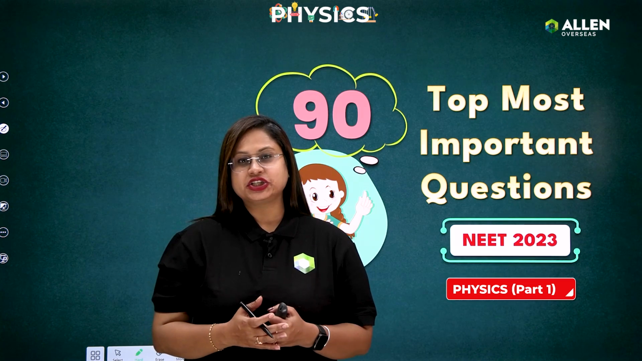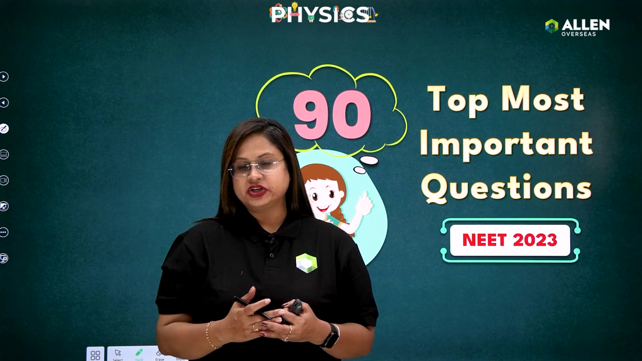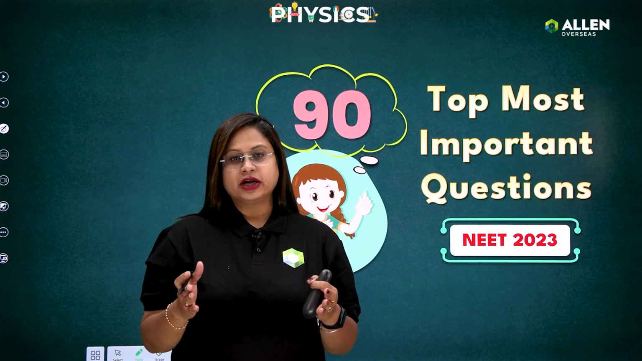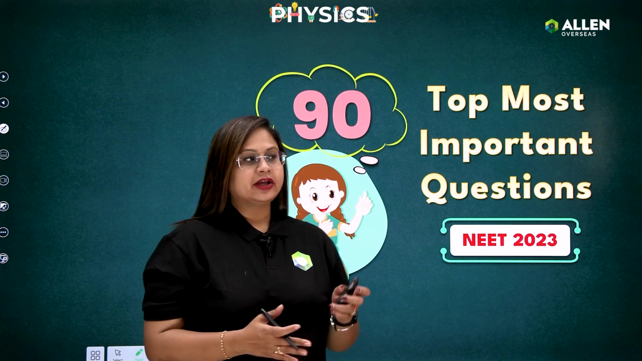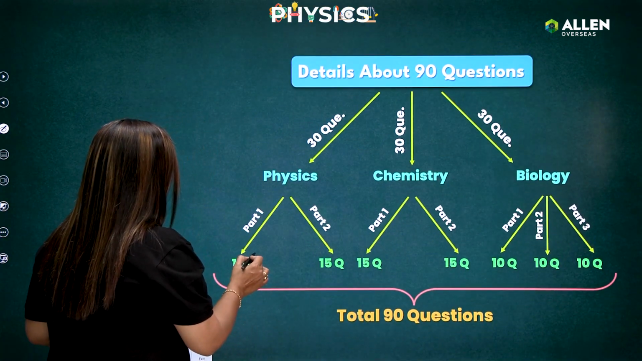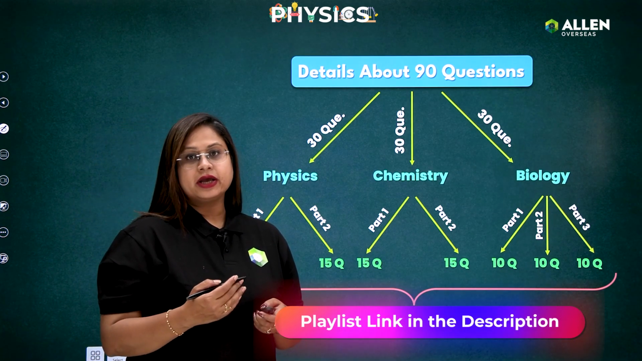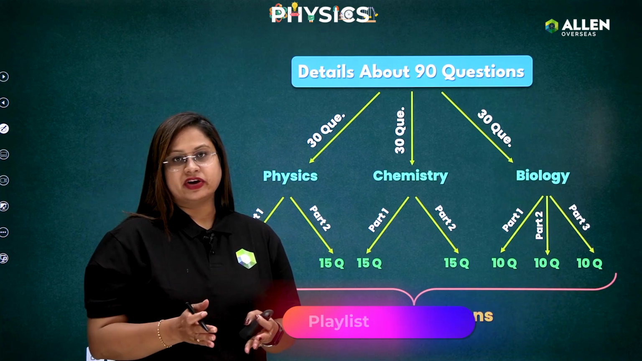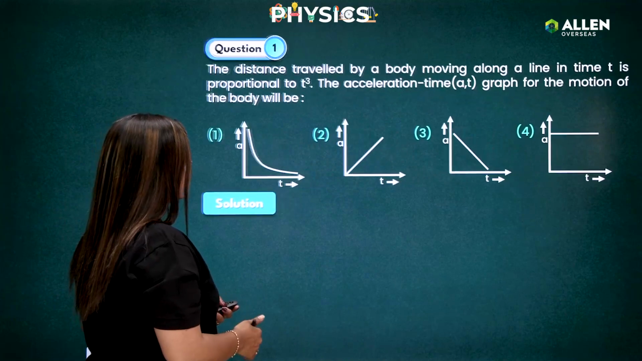So in this session, we are discussing 90 top most important questions for your examination. So we have divided it into 3 parts in physics, chemistry and biology. So I'll be taking the first part of physics, that is first 15 questions, and the subsequent portions will be discussed one by one. Let us come to the discussion of the first question.